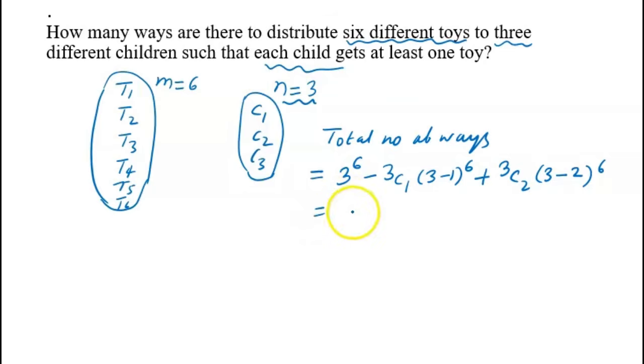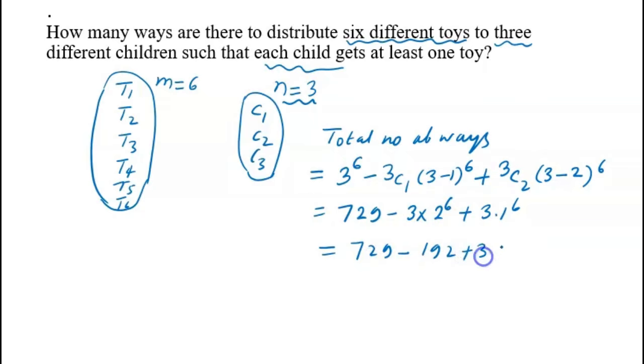So 3 to the power 6, if you calculate, will be equal to 729, minus 3C1, which is equal to 3, and 2 to the power 6. So I write 2 to the power 6, and 3C2 is also equal to 3, and into 1 to the power 6 is equal to 1. So what do we get? We get 729 minus 192 and plus 3. If you simplify, you get 540. So this is the answer. This is the total number of ways in which you can distribute 6 different toys so that every child gets at least one toy.